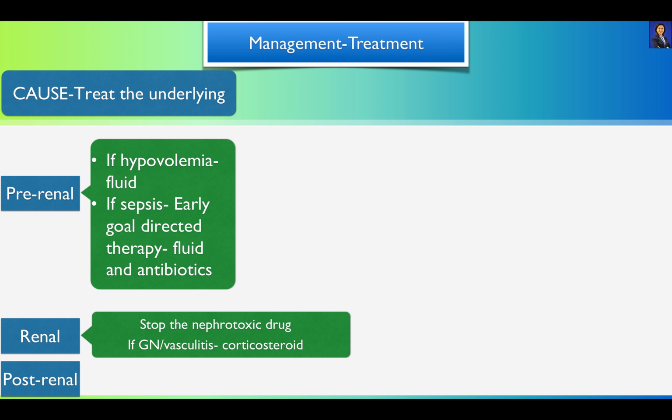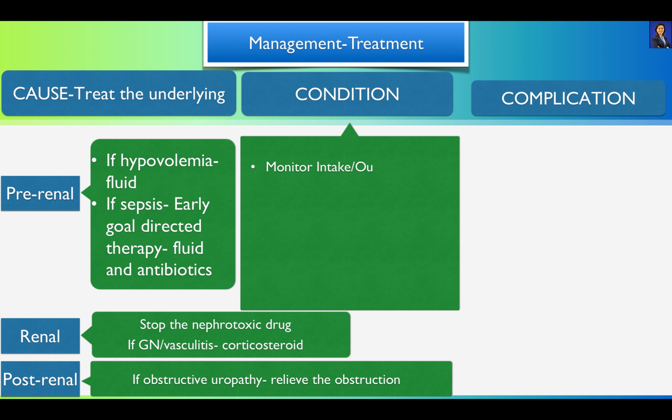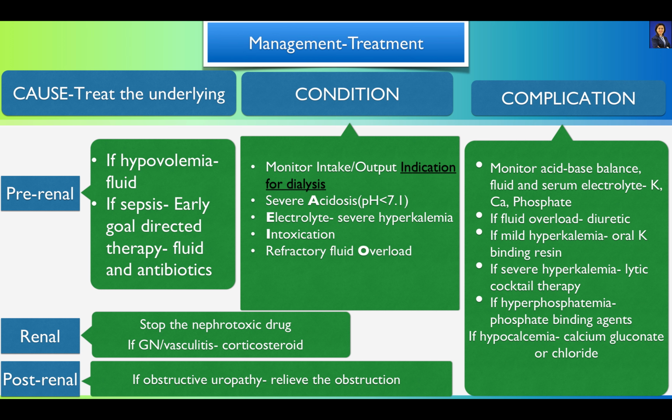If the acute kidney injury is a post-renal obstructive cause, then you can relieve the obstruction by nephrostomy or by putting a stent in the ureter. The principal management for AKI is that you have to watch the intake output chart. There are indications for urgent hemodialysis, such as the AEIOU mnemonic: acidosis, electrolytes such as hyperkalemia, intoxication or poisoning cases, fluid overload cases, and uremic encephalopathy cases. Then you need to go for urgent hemodialysis.